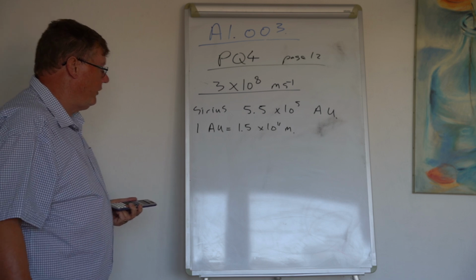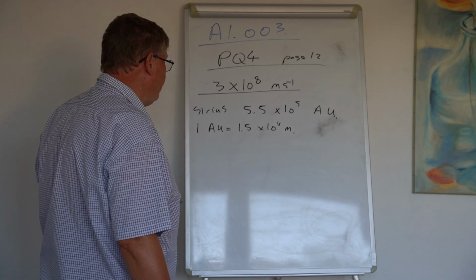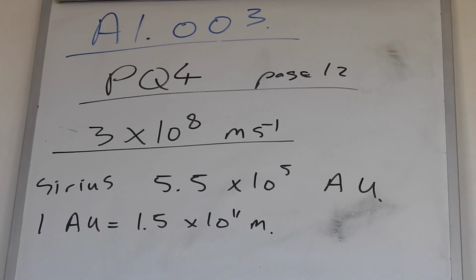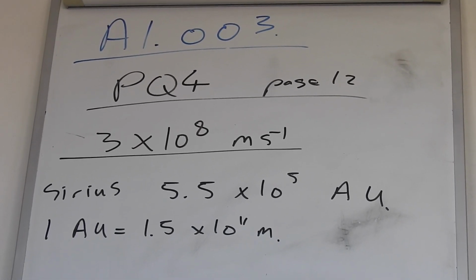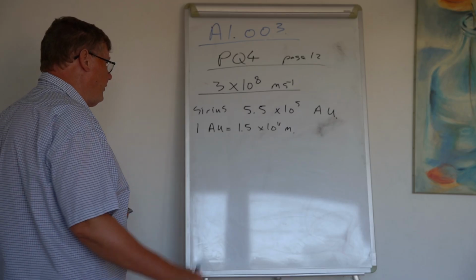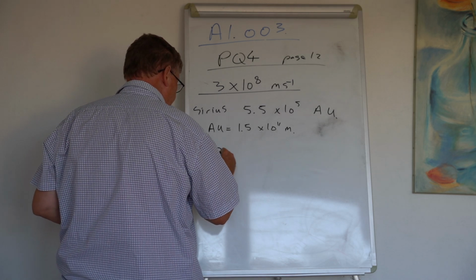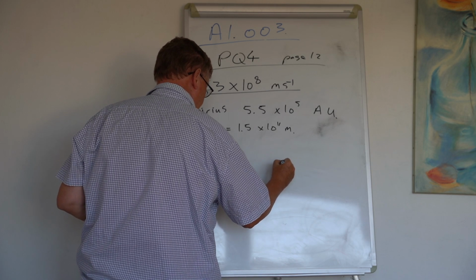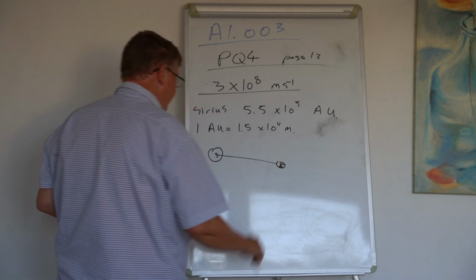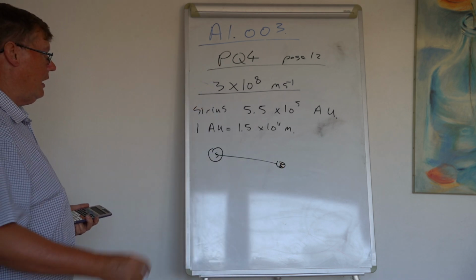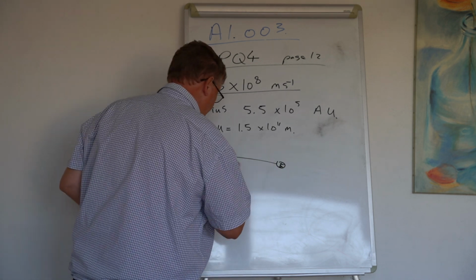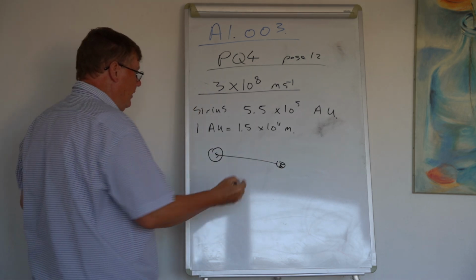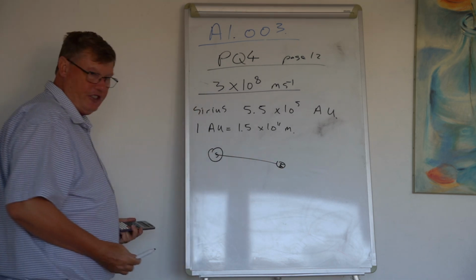You are told that Sirius, a star, is 5.5 times 10 to the 5, which is 550,000 AUs. An AU is an astronomical unit. An astronomical unit is the average distance between our star, the Sun, and the Earth. And because it fluctuates slightly during the year, because it's not a perfectly circular orbit, it doesn't matter. Sometimes it's slightly more than that, sometimes it's a tiny bit less.